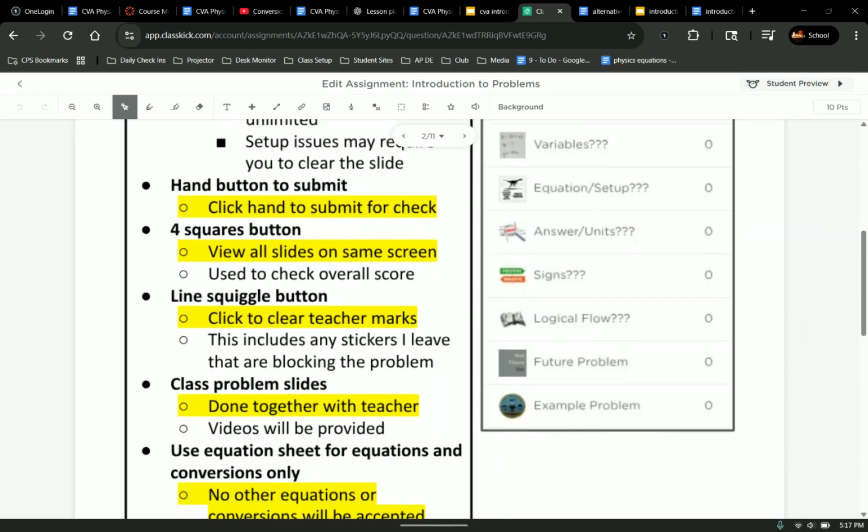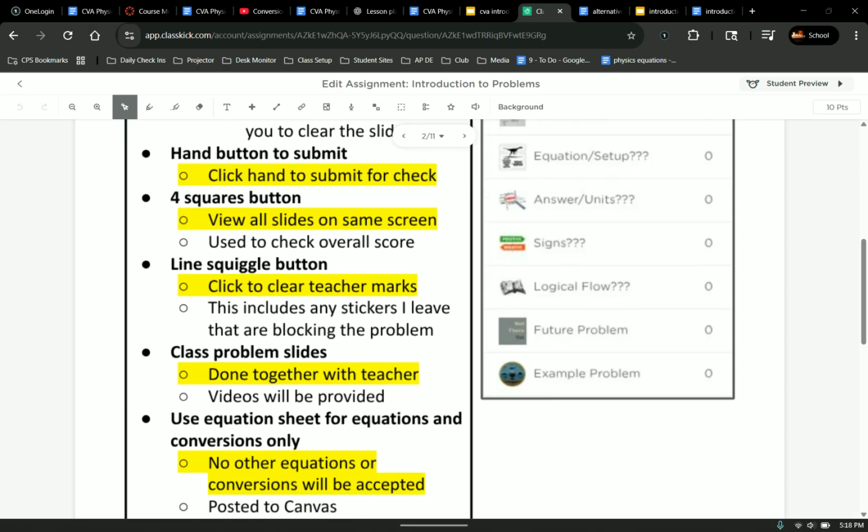The hand button: make sure you submit slides with the outline of the hand, and then you hit the green one. The 4 squares up on the left-hand side of the screen: if you hit that, it'll show you all the slides, and you can scroll through and see where you have 10s out of 10s. It doesn't tell you your overall score, but it does tell you each slide's score. So you're looking for 10 out of 10 on slides that are worth points. The example slides aren't worth any points, so just keep that in mind. Some slides aren't worth any points, but it'll say it's out of 10.